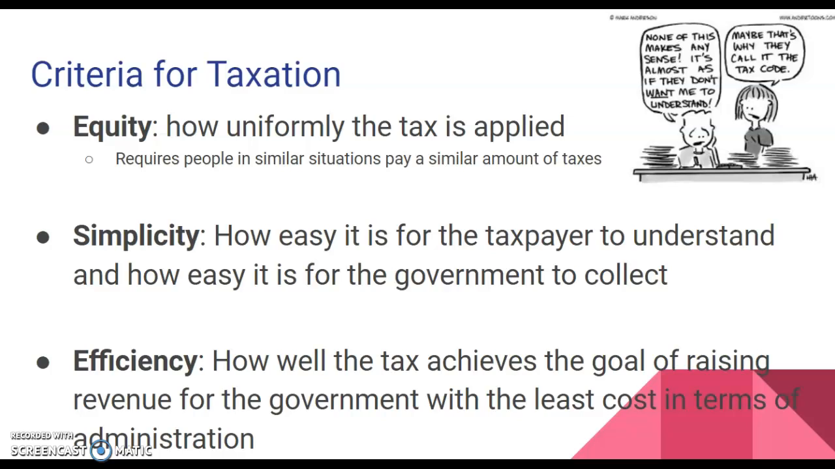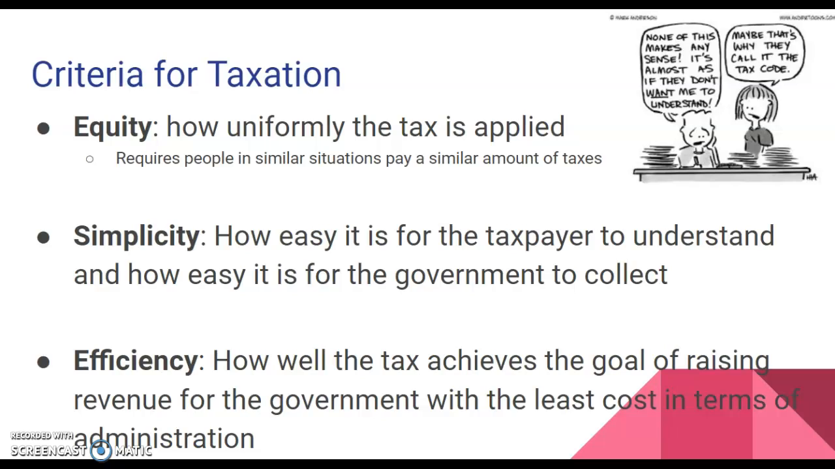So an example of this is everyone who buys gasoline pays the same tax, or all people with the same level of income pay the same amount of taxes. So in addition, some people believe that equity requires that people with higher incomes pay more than people with lower incomes. So equity is fairness.